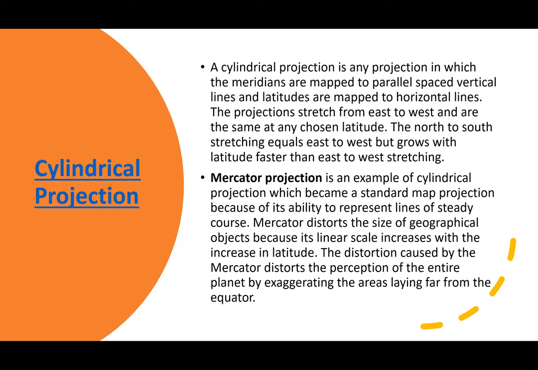Mercator projection is an example of a cylindrical projection, which became a standard map projection because of its ability to represent lines of steady course. It was a standard map projection, particularly because of its navigational properties. Mercator distorts the size of geographical objects because its linear scale increases with the increase in latitude, but the distortion caused by the Mercator distorts the perception of the entire planet by exaggerating the areas laying far from the equator.